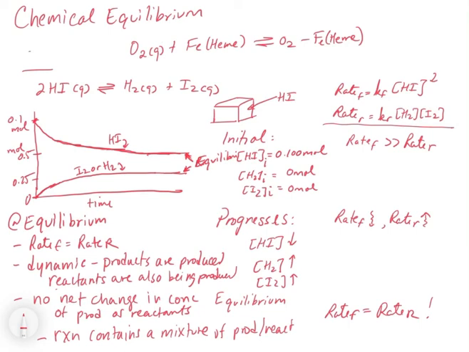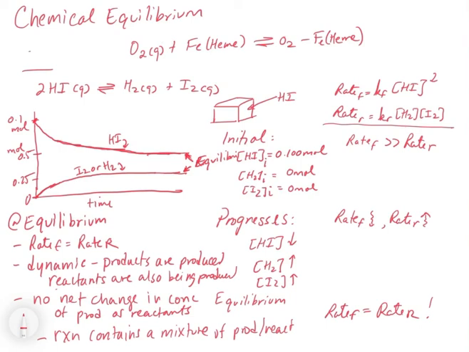And in order to have an equilibrium, you really need to have a mixture of the reactants and the products together, because you need to have appreciable concentrations of both in order to have the forward and reverse rate be on par with each other. So that's kind of the important thing.